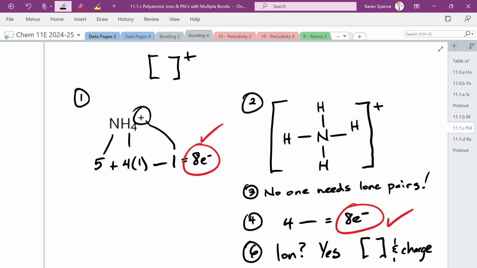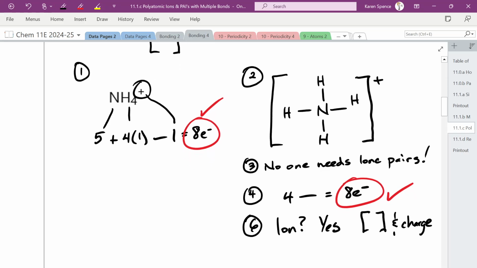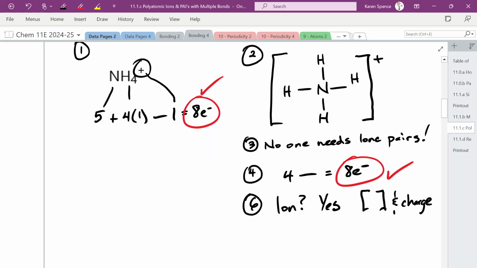Yes? Fairly straightforward? Okay. Do you guys want to try the next one? SO4 2 minus?